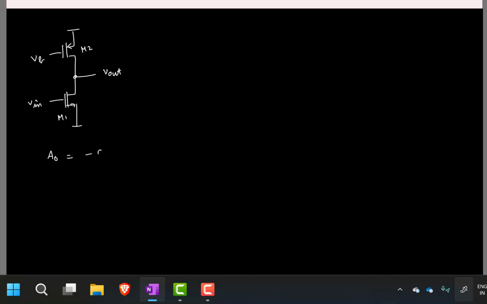Yeah, it's minus GM1 times. Okay, so what about the input referred noise PSD? The simplest thing is to assume that you have noise current for the two, right? So both the noise currents directly flow to the short circuit. So what is that?